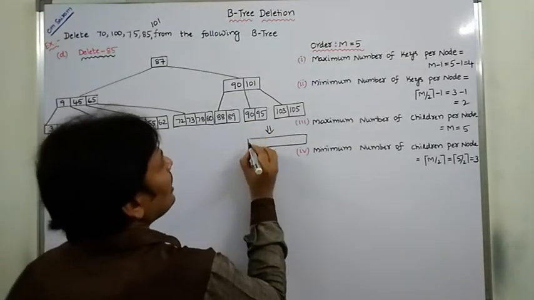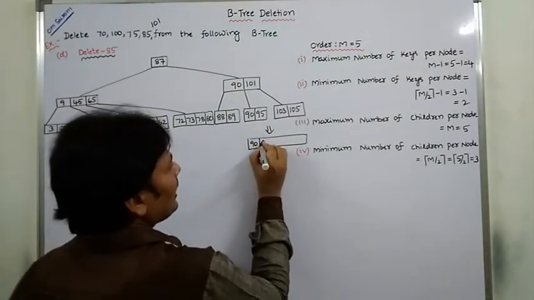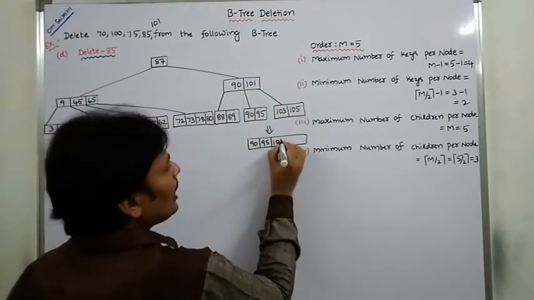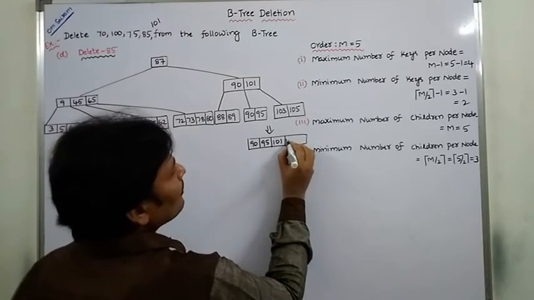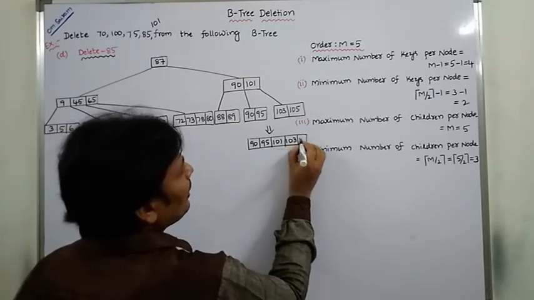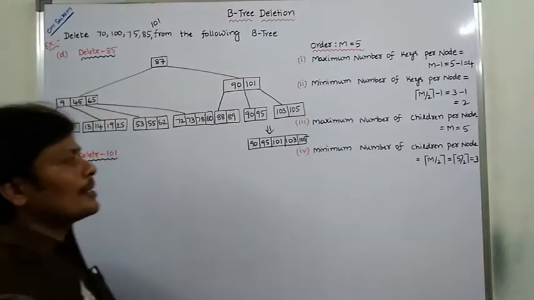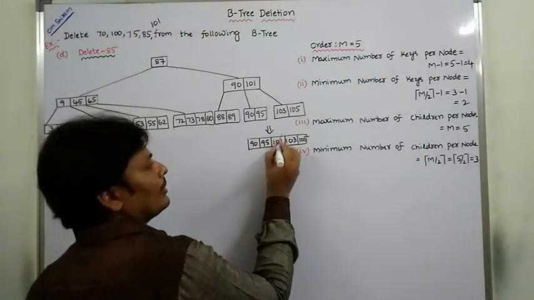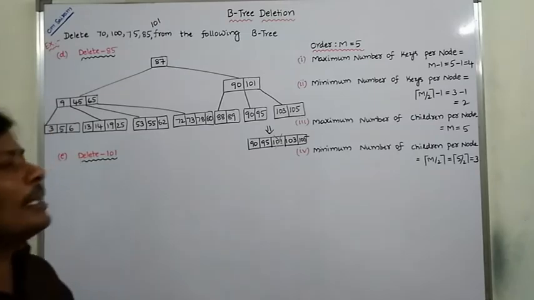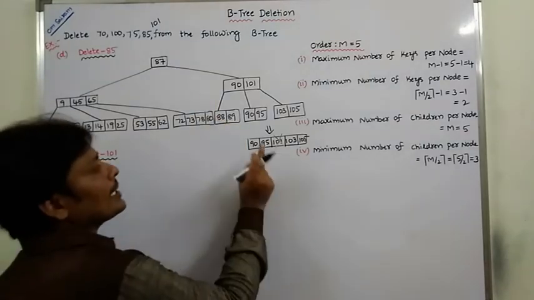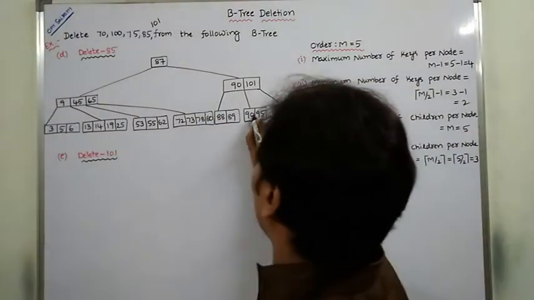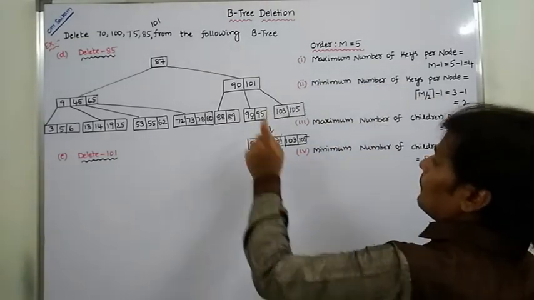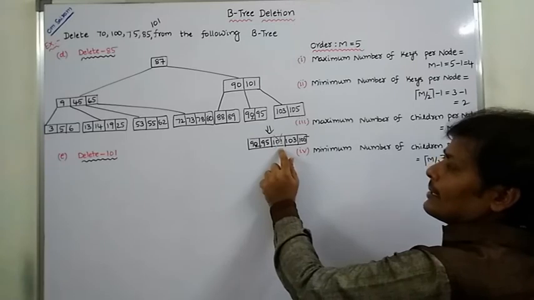So we have to merge 90, 95, this is the left subtree, and also its parent 101, and the right subtree 103 and 105. Okay, so after merging, 101 is deleted. So this is the right child, this is 92. So after merging, 101 is deleted.